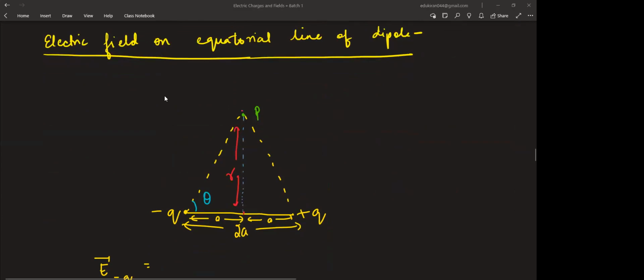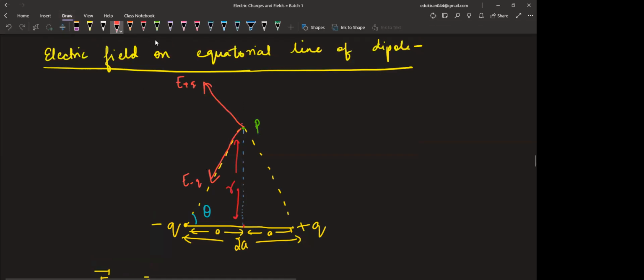Yes, class. Now come to electric field on the equatorial line of a dipole. Now, class, what is an equatorial line? Equatorial line is basically a point which is 90° to the dipole. So minus q and plus q. And now from the center to this point of calculation, again we are taking r. All right. Now look, electric field due to this positive charge, it will be away, E plus Q, and due to this negative charge, it will be moving towards the charge, E minus Q, right?